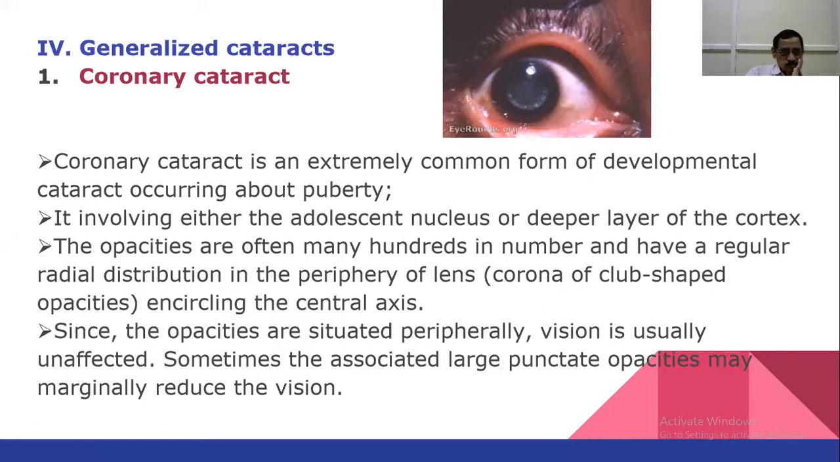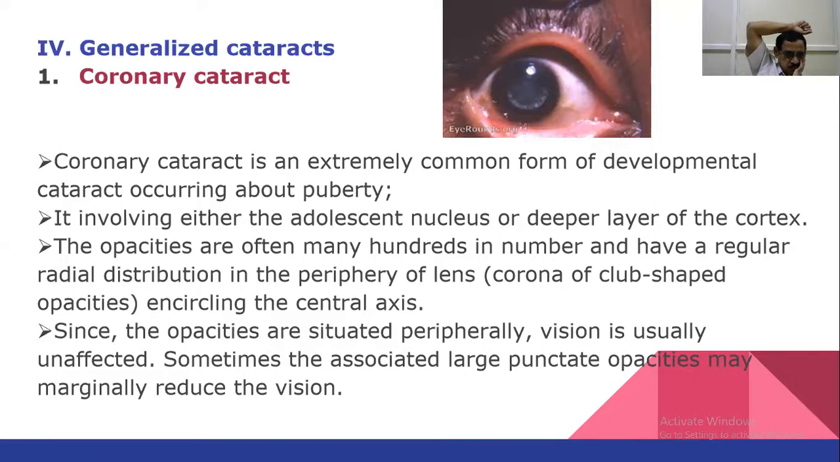The opacities are often many hundreds in number and have a regular radial distribution in the periphery of the lens. So this cataract may affect the periphery of the lens. We can see in the diagram, the opacity is present at the peripheral side of the lens. Since the opacities are situated peripherally, vision is usually unaffected. Sometimes the associated large punctate opacities, meaning dot-like opacities, may marginally reduce the vision.